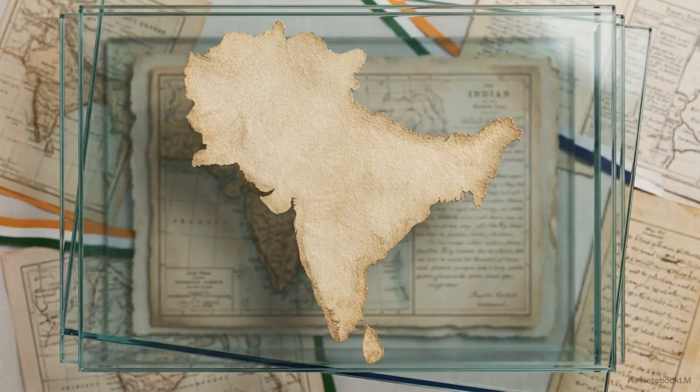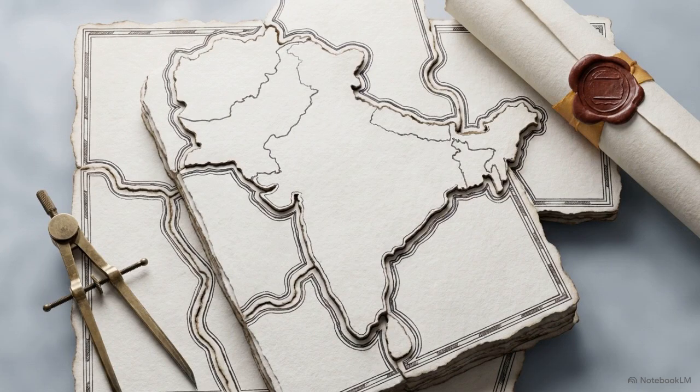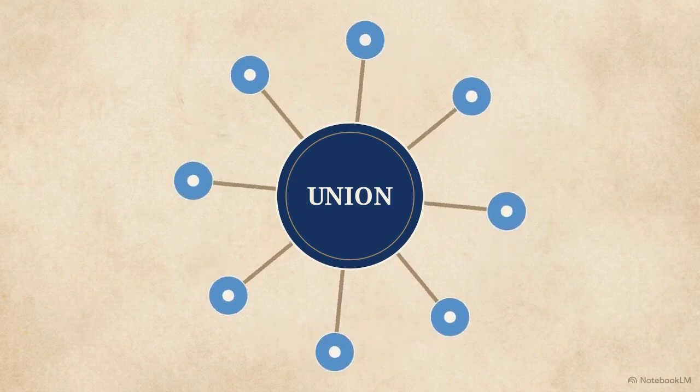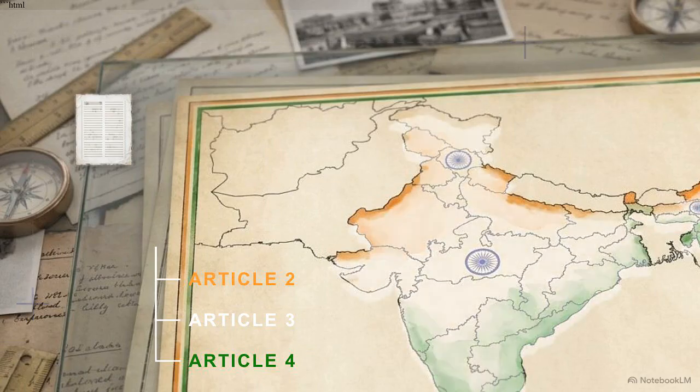The first pillar is the physical territory. Article 1 starts by declaring, India, that is Bharat, shall be a union of states. This established a powerful central government overseeing a federal structure. But the internal map wasn't locked.